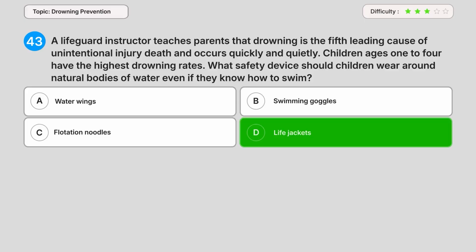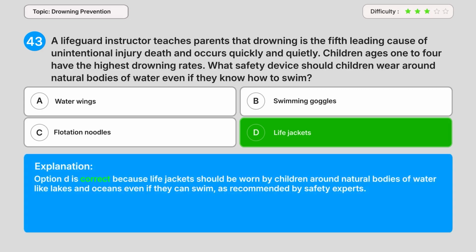Correct answer, D. Life jackets. Explanation: option D is correct because life jackets should be worn by children around natural bodies of water like lakes and oceans, even if they can swim, as recommended by safety experts.